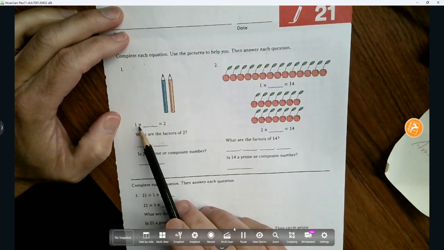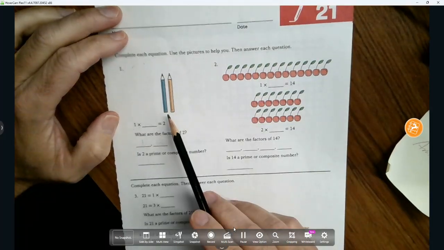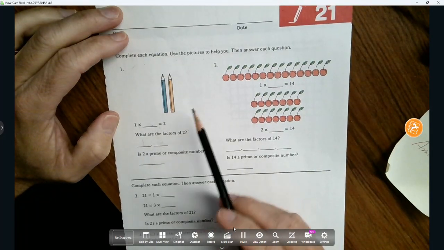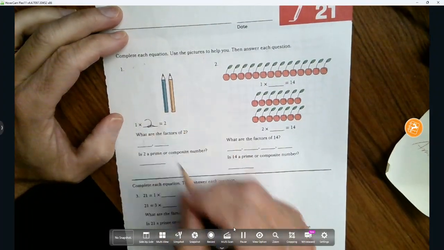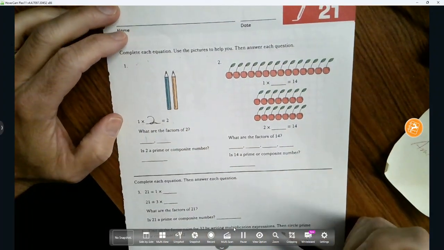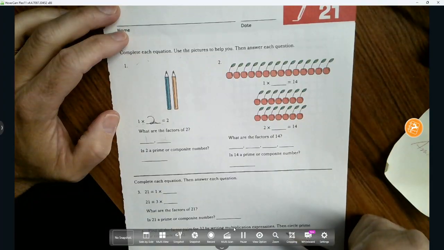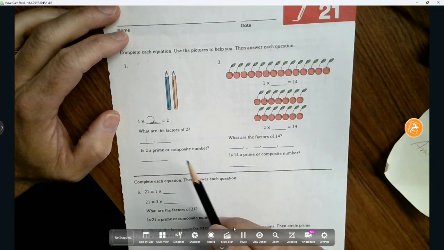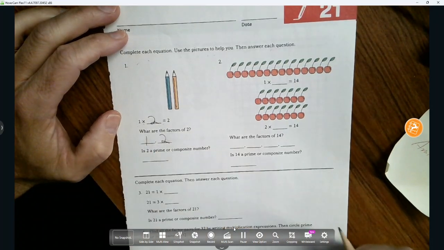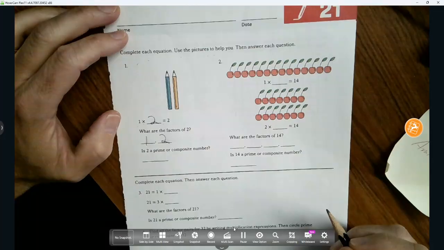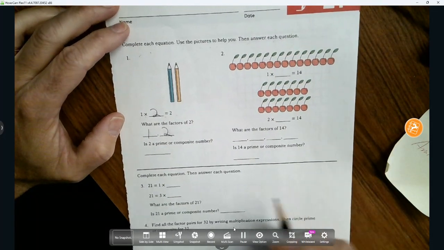So we have 2 times what equals 2? We have 2 in one row. So we're going to say 1 times 2 equals 2. What are the factors of 2? Remember, the factors are the numbers you can multiply to get the number. So I know what the factors of 2 are. There's only 2 numbers you can multiply 2 by to get 2. The number 1 and the number 2.